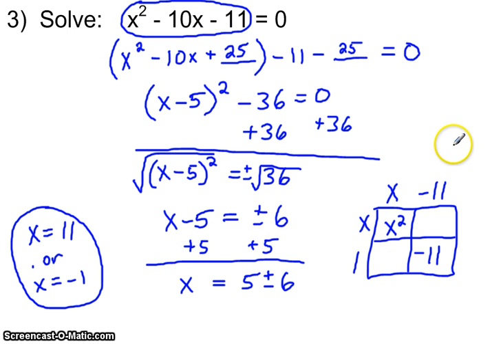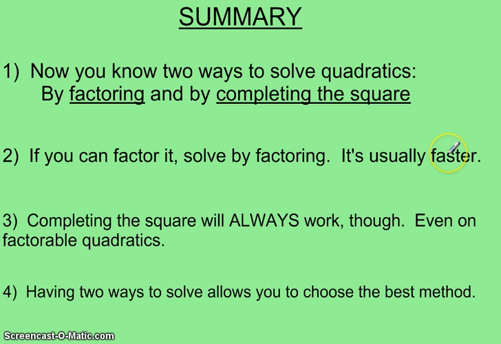So just kind of in summary, we now know two ways to solve quadratics, by factoring and by completing the square. Listen, if you can factor it, solve by factoring. It's usually faster, and plus you guys are really good at it. Completing the square, though, will always work, even on factorable quadratics, and we saw that. But it's just like having another tool in our tool belt. Having two ways to solve allows us to choose the best method.